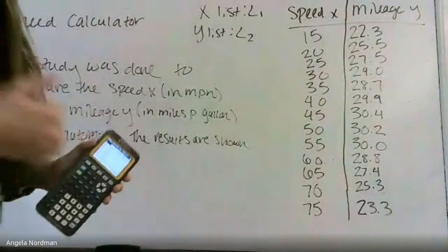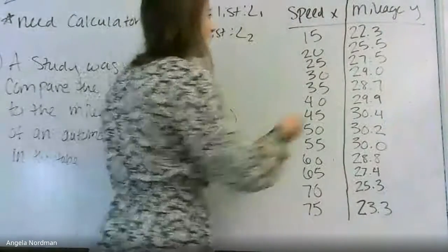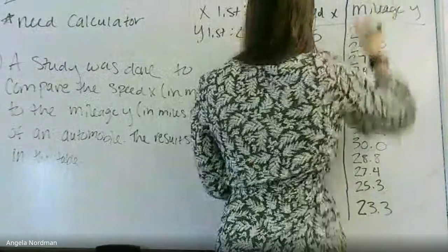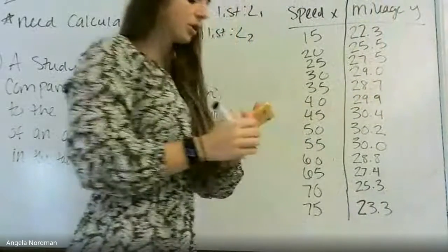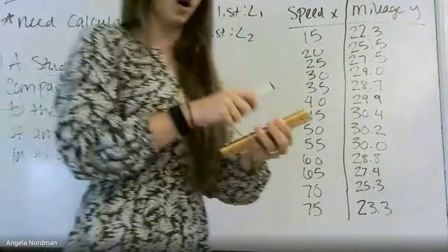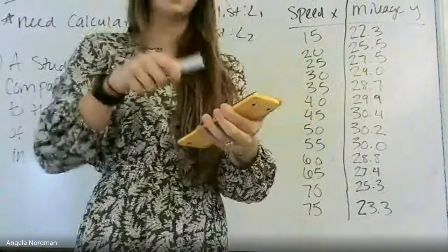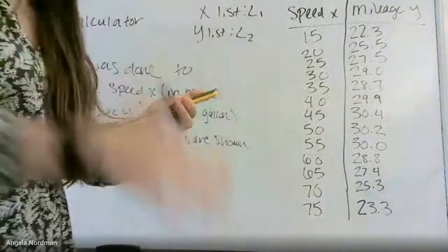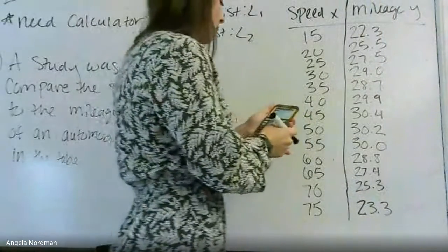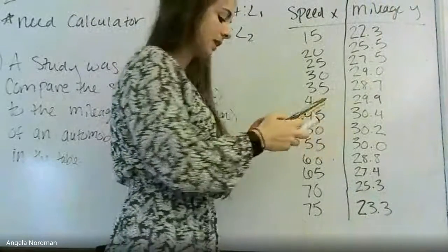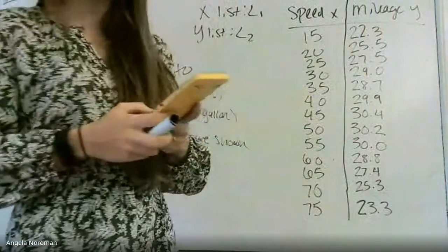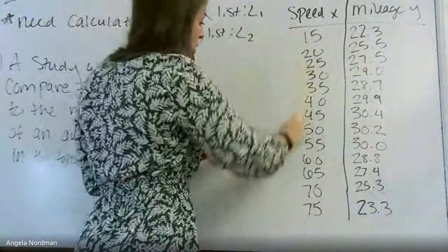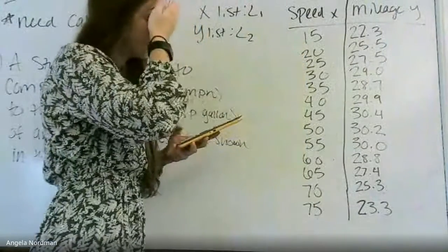That's what we need you to do. Your X column goes into your list 1, and your Y column goes into your list 2. One thing to make sure of is that you go from list 1 to list 2, list 3, list 4, list 5. If not, something's wrong with that calculator, so bring it to me and I'll fix that for you. Under L1, in that next row, type in 15, press enter. 20, press enter. And then you need to get all the way down to 75.